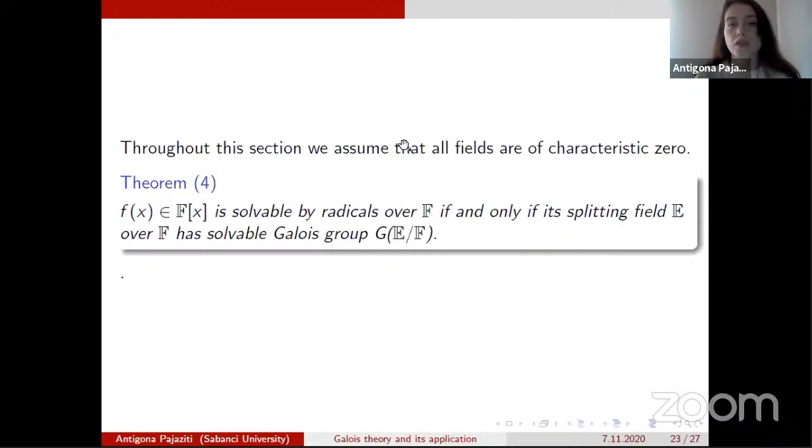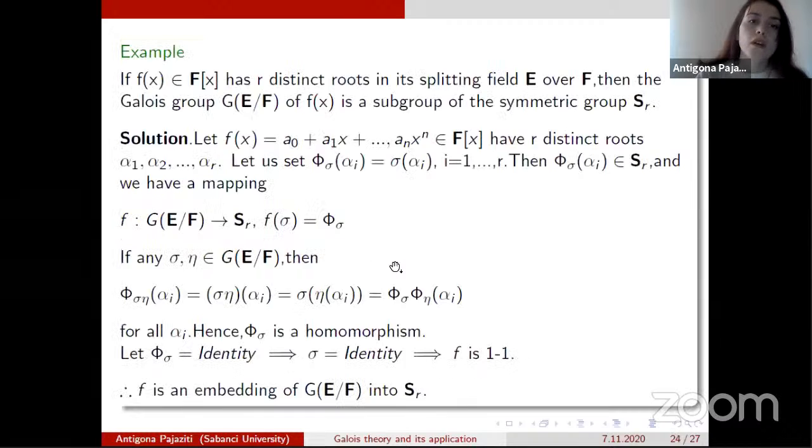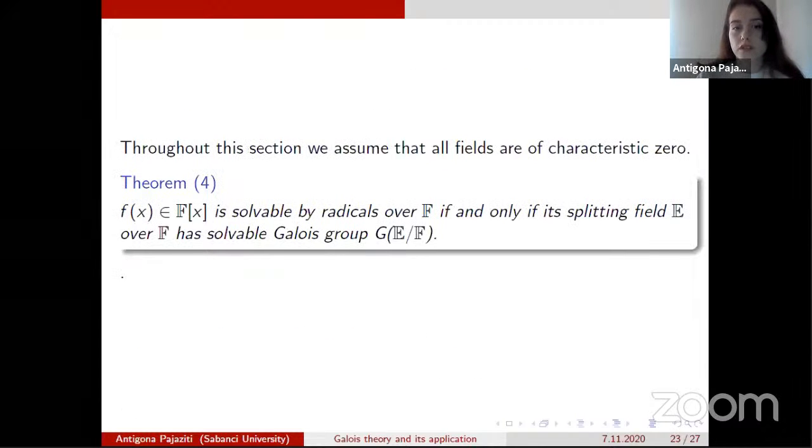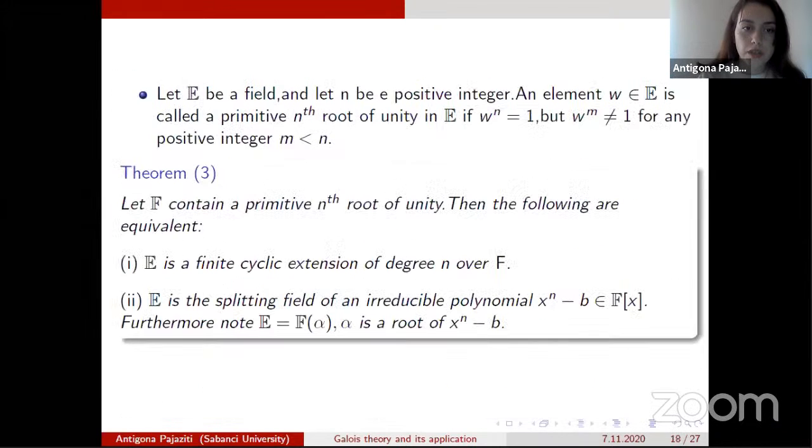To continue, we assume that all of the fields are of characteristic 0. Then our main theorem here is Theorem Four, which says that if f of x is a polynomial in our polynomial ring, it is solvable by radicals over F if and only if its splitting field E over F has a solvable Galois group. The proof of this theorem is long, but it's not that hard. It uses the fundamental theorem of Galois theory, and it uses this theorem here about cyclic extensions.